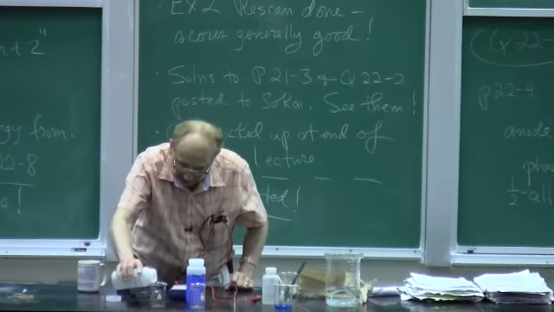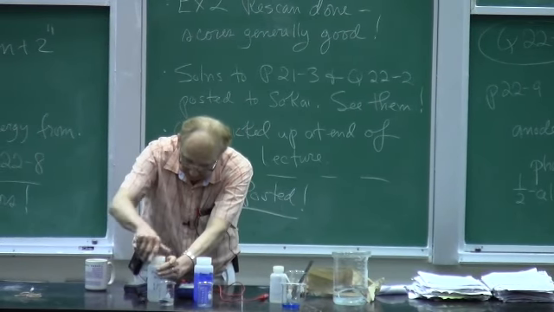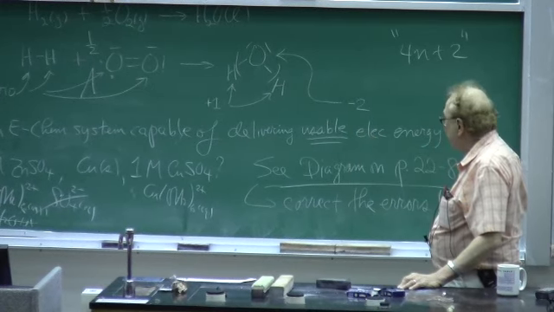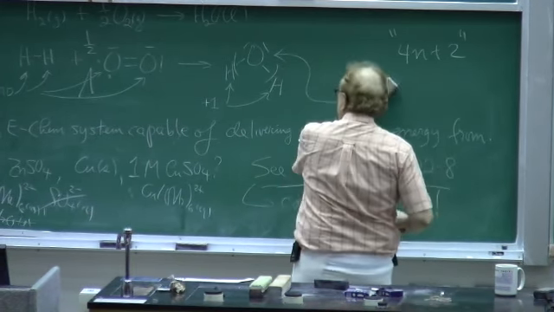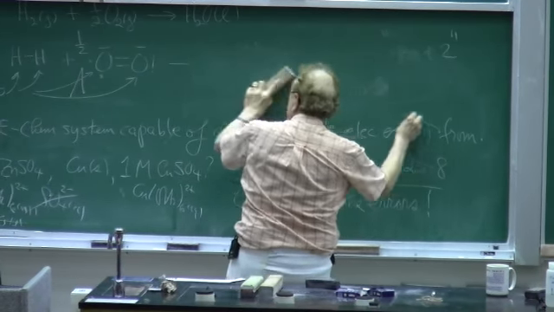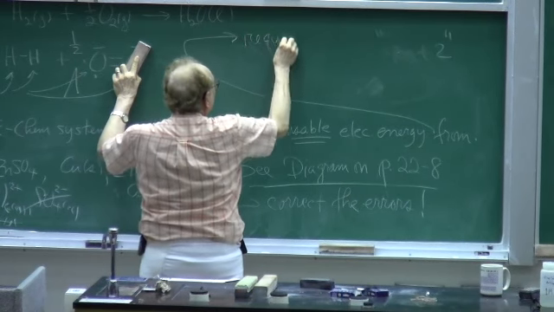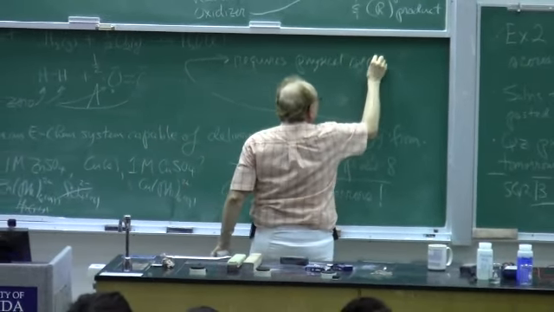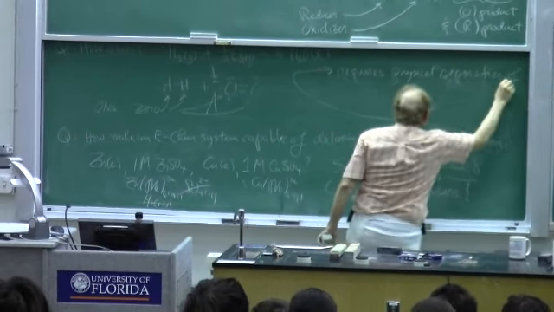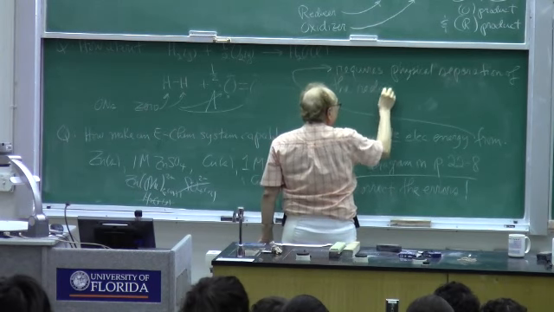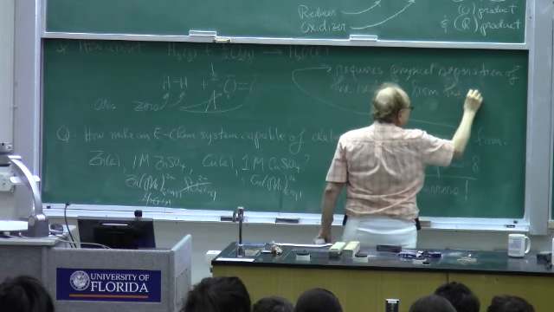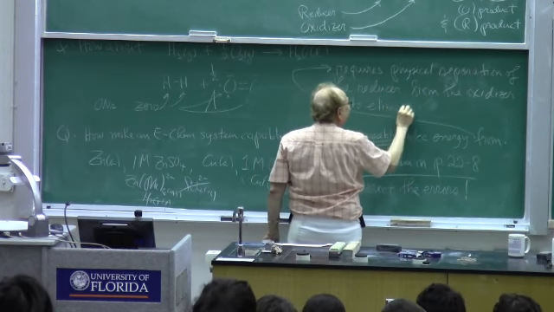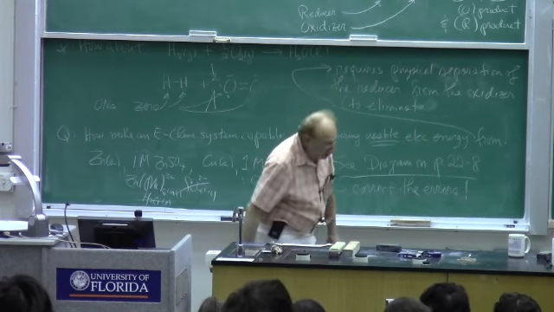So, the main upshot of this to realize is that to make an electrochemical system capable of delivering usable electrical energy, okay, requires physical separation of the reducer from the oxidizer to eliminate. What are we eliminating? Short circuit.